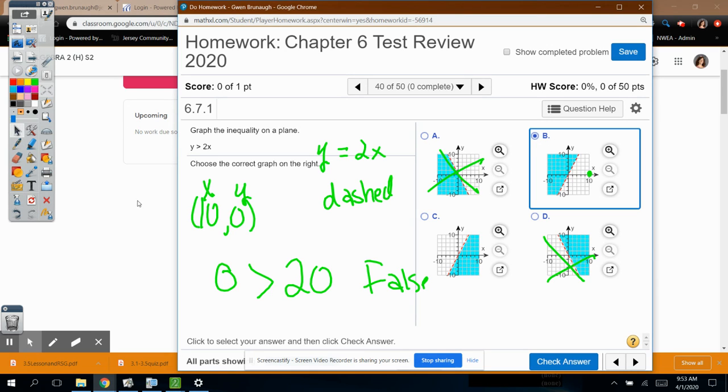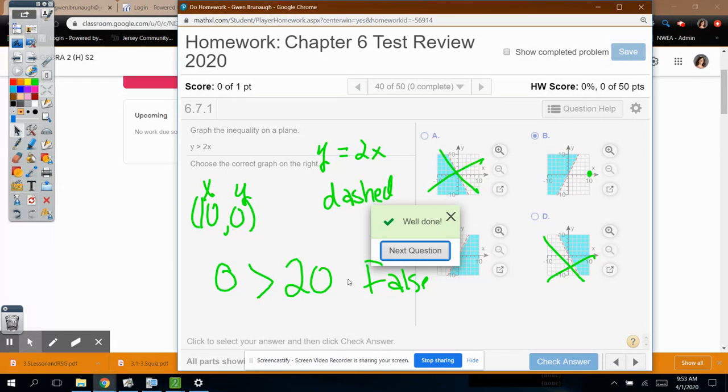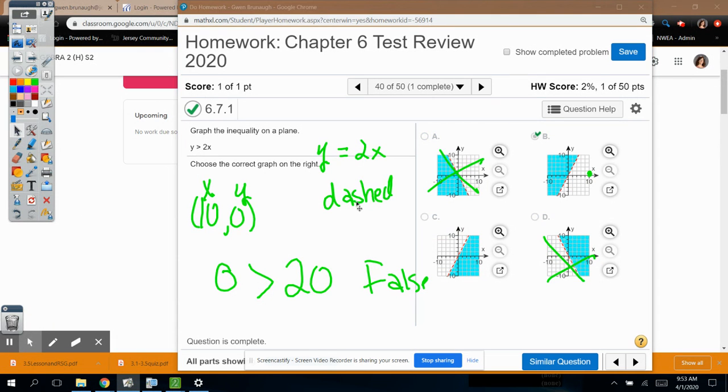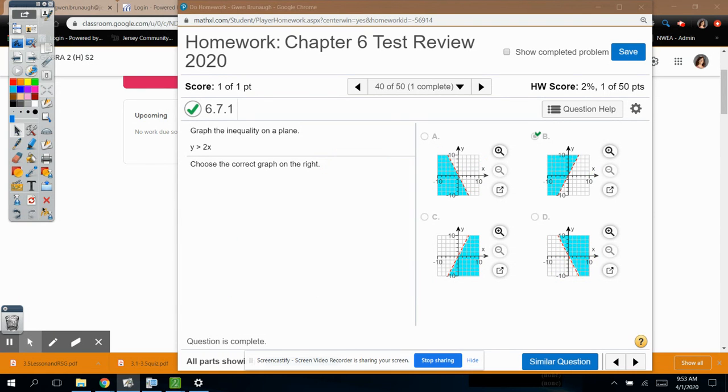Now, the other way you could have done that is you could have said, once you found the y equals 2x, you could say, okay, this is a greater than sign. Greater, bigger, above. Which one is shaded above the line? And that is this one.